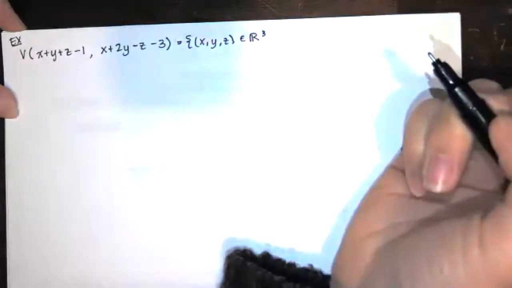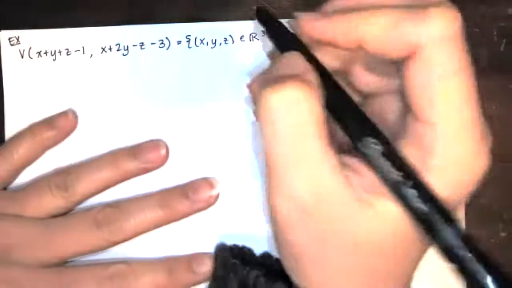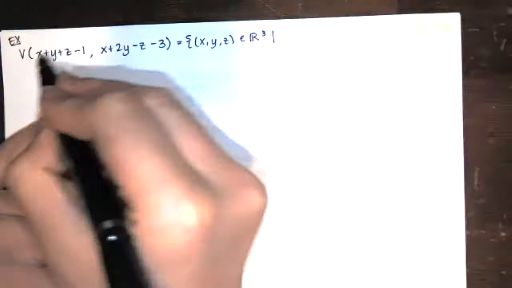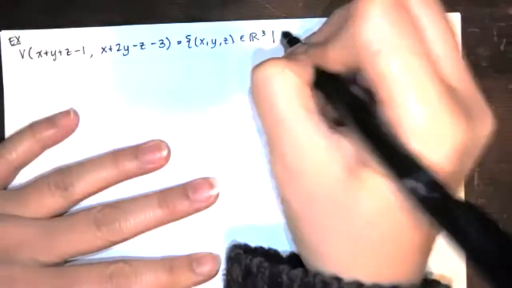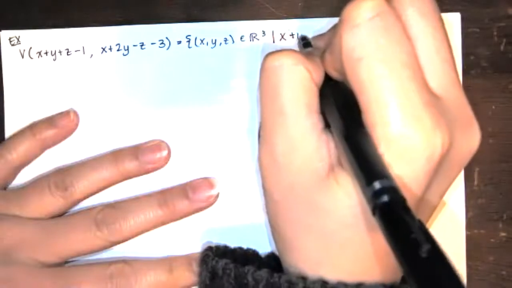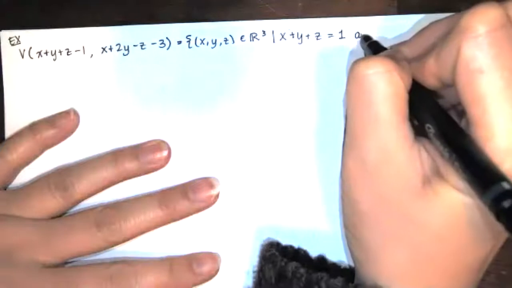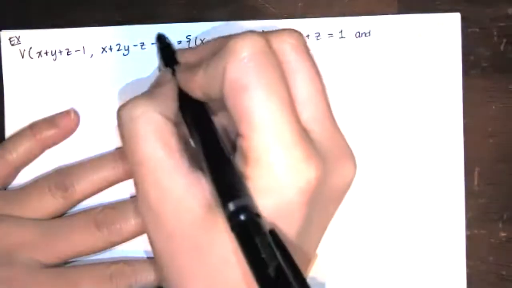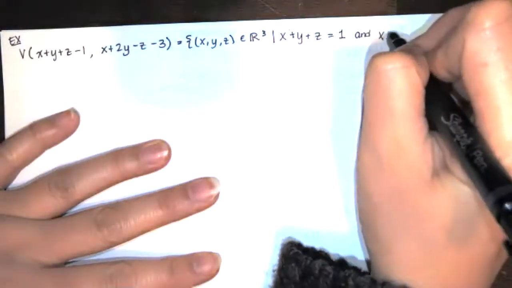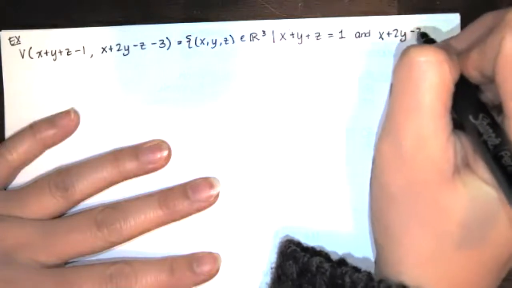Well, this is a set in 3-dimensional space because we have 3 variables. And let's assume that our field is the field of real numbers R. And we want this equation to be 0 and this equation to be 0. If we take this and add the 1 to both sides, we get x plus y plus z equals 1. And then we also want this to equal 0. If we add the 3 to both sides, we get x plus 2y minus z equals 3.